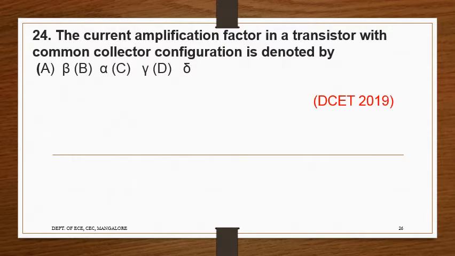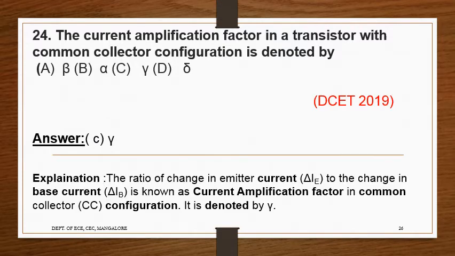Current amplification factor in a transistor with common collector configuration is denoted by A beta, B alpha, C gamma, D delta. The answer is C gamma. The ratio of change in emitter current delta IE to the change in base current delta IB is known as current amplification factor in common collector configuration. It is known as gamma.